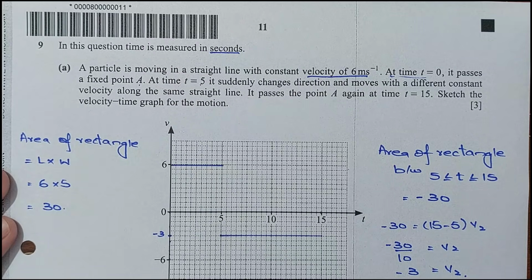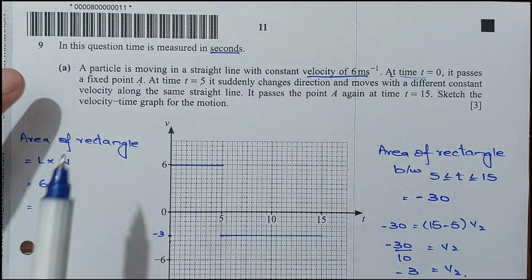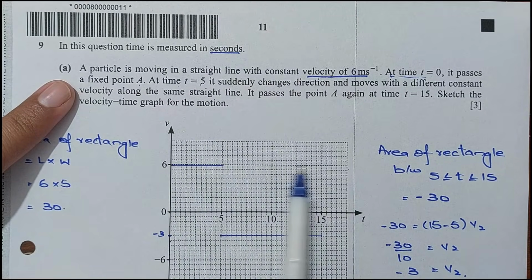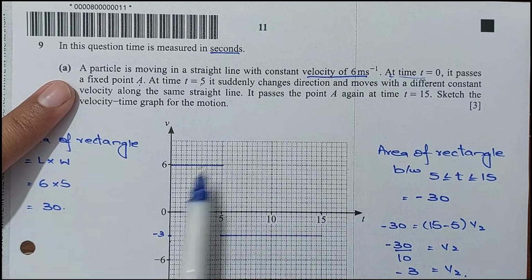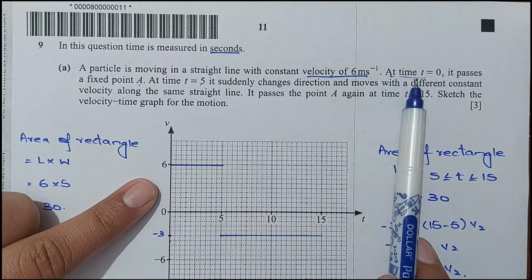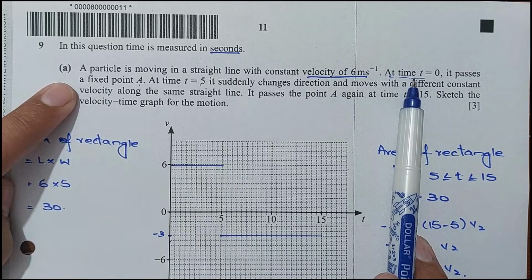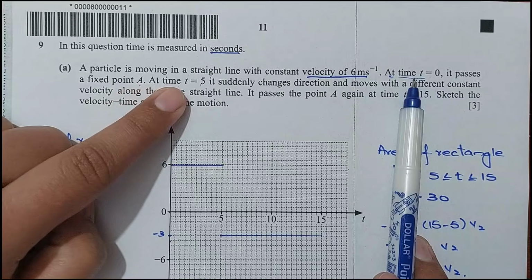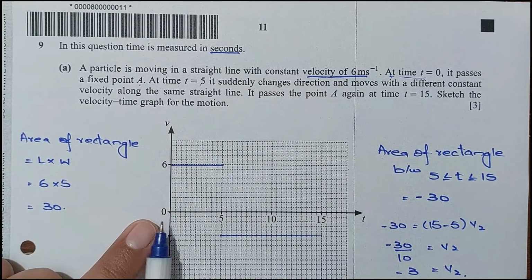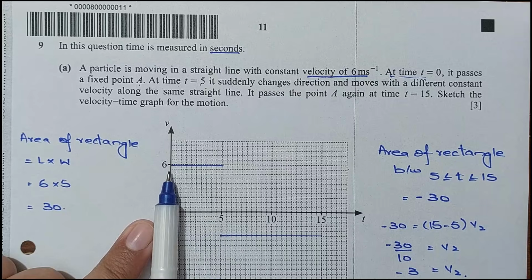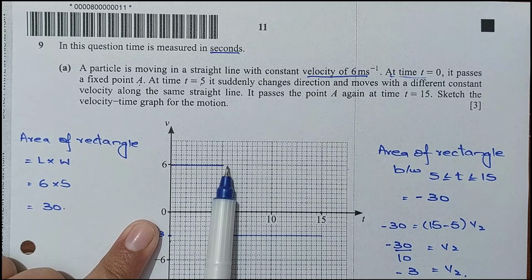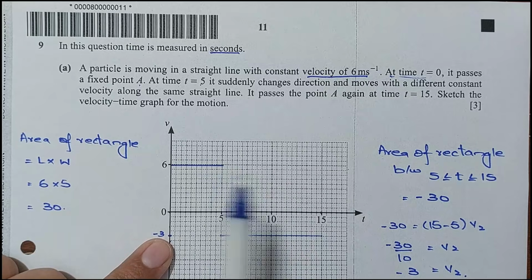Let me explain one more time. In the question it is given that the particle moves in a straight line with a constant velocity of 6 meter per second. At t equals to 0, it passes a fixed point A. At t equals to 5, it suddenly changes direction. Between 0 to 5, it moves in a straight line with a constant velocity of 6 meter per second. Right, the first part is done.